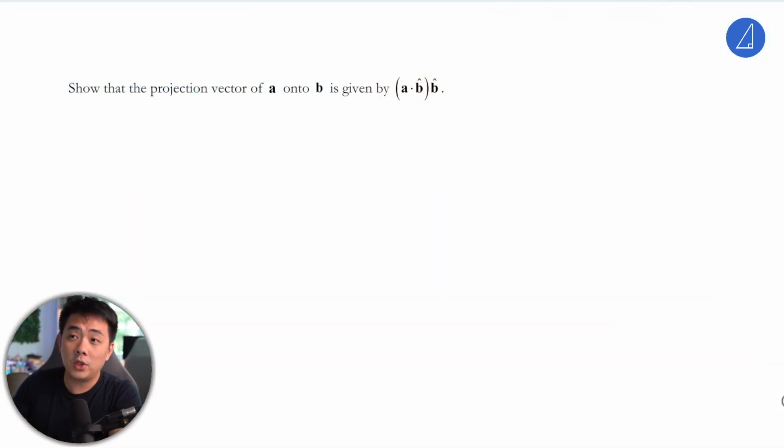Hi students, let's look at this concept here, which is what we call the vector projection. So in this question here, we were told that the projection vector of A onto B is given by this formula. I think before we start, we must understand what a projection vector actually is.